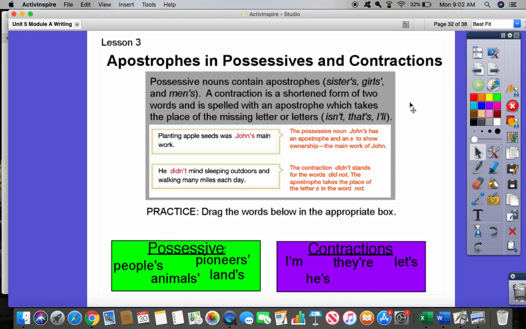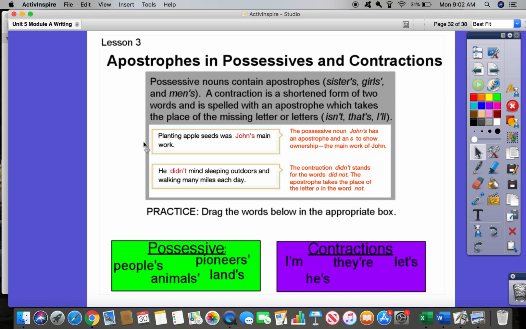Possessive nouns contain apostrophes. Sister's, apostrophe S. Girls', so this would be plural, the apostrophe coming after the S. And men's, apostrophe S. A contraction is a shortened form of two words and is spelled with an apostrophe, which takes the place of the missing letter or letters. For example, isn't is the contraction for is not, that's is the contraction for that is, and I'll is the contraction for I will.